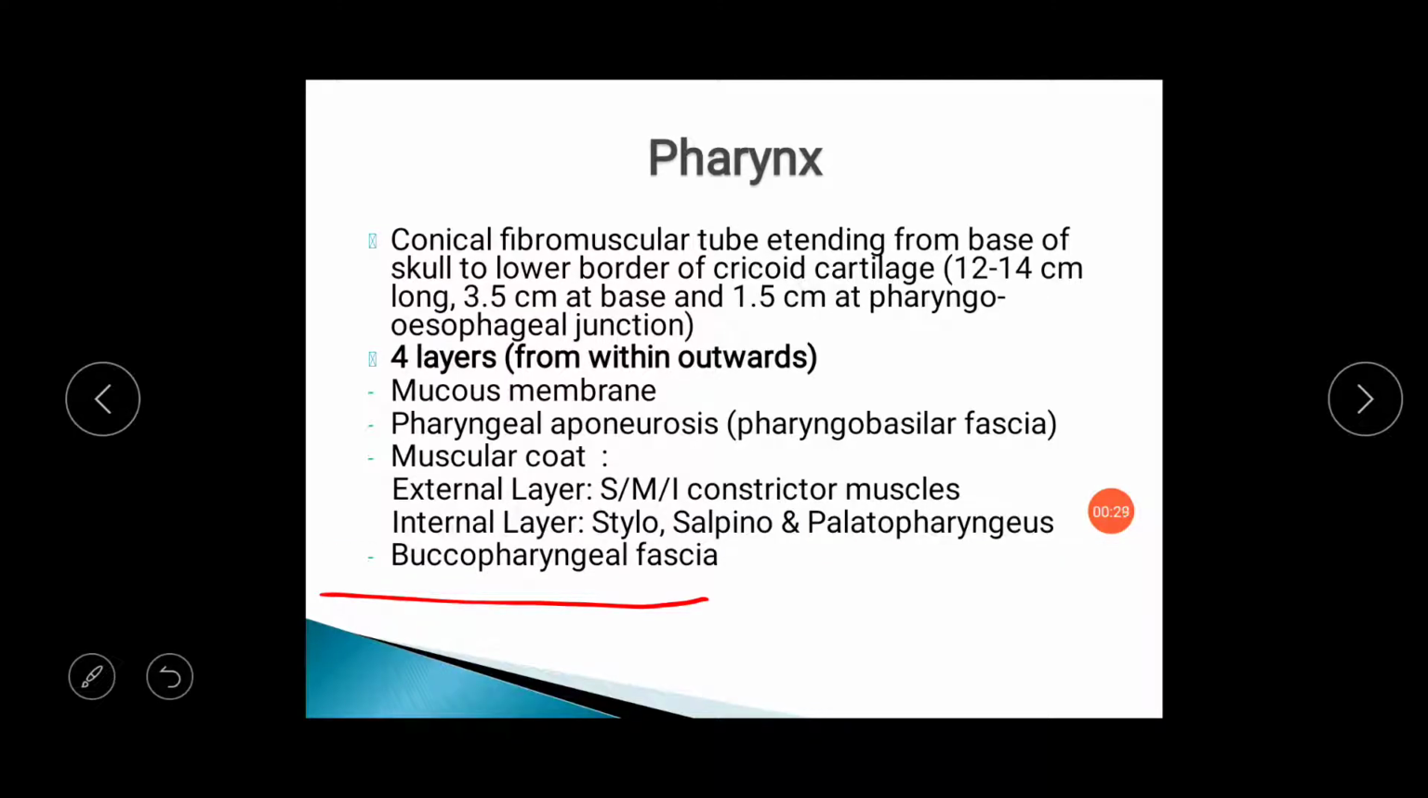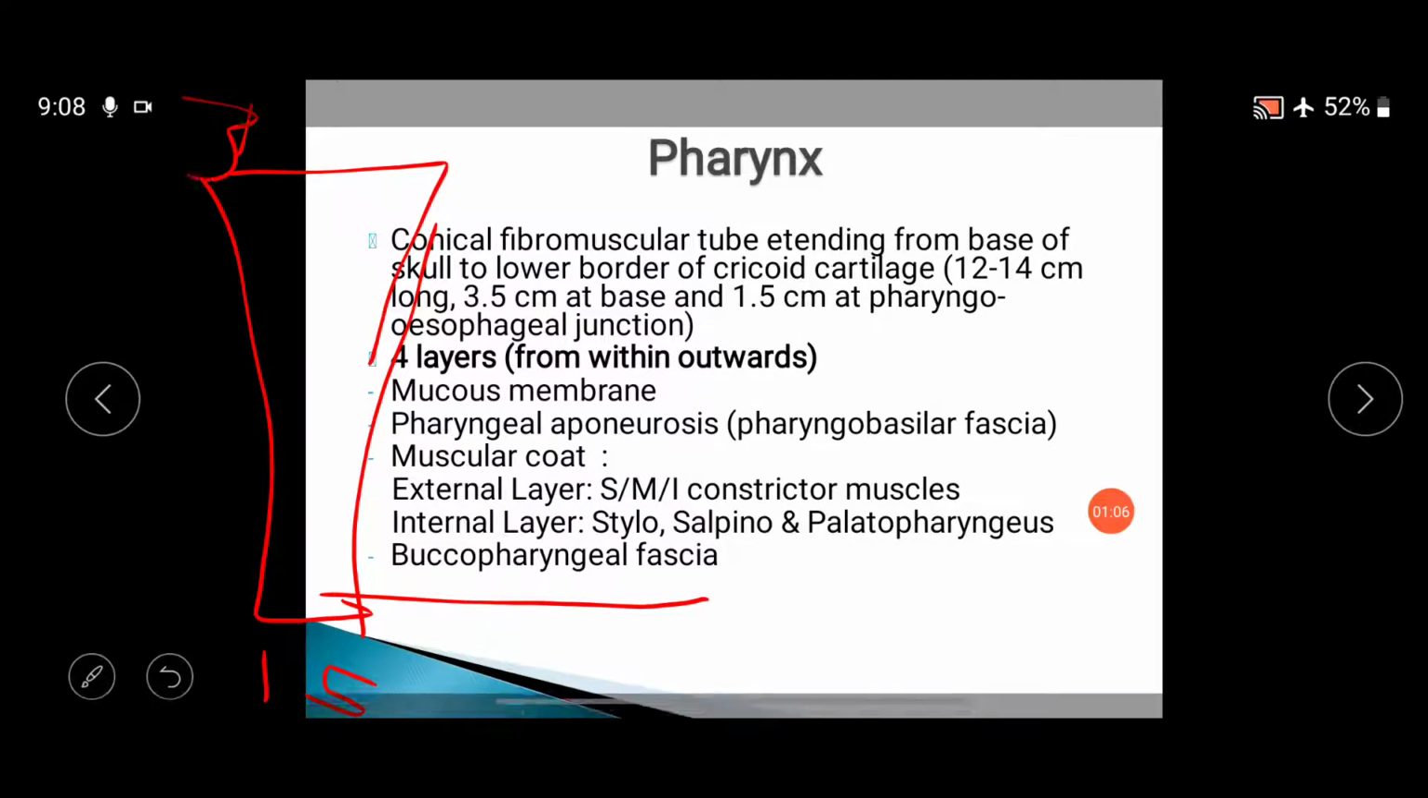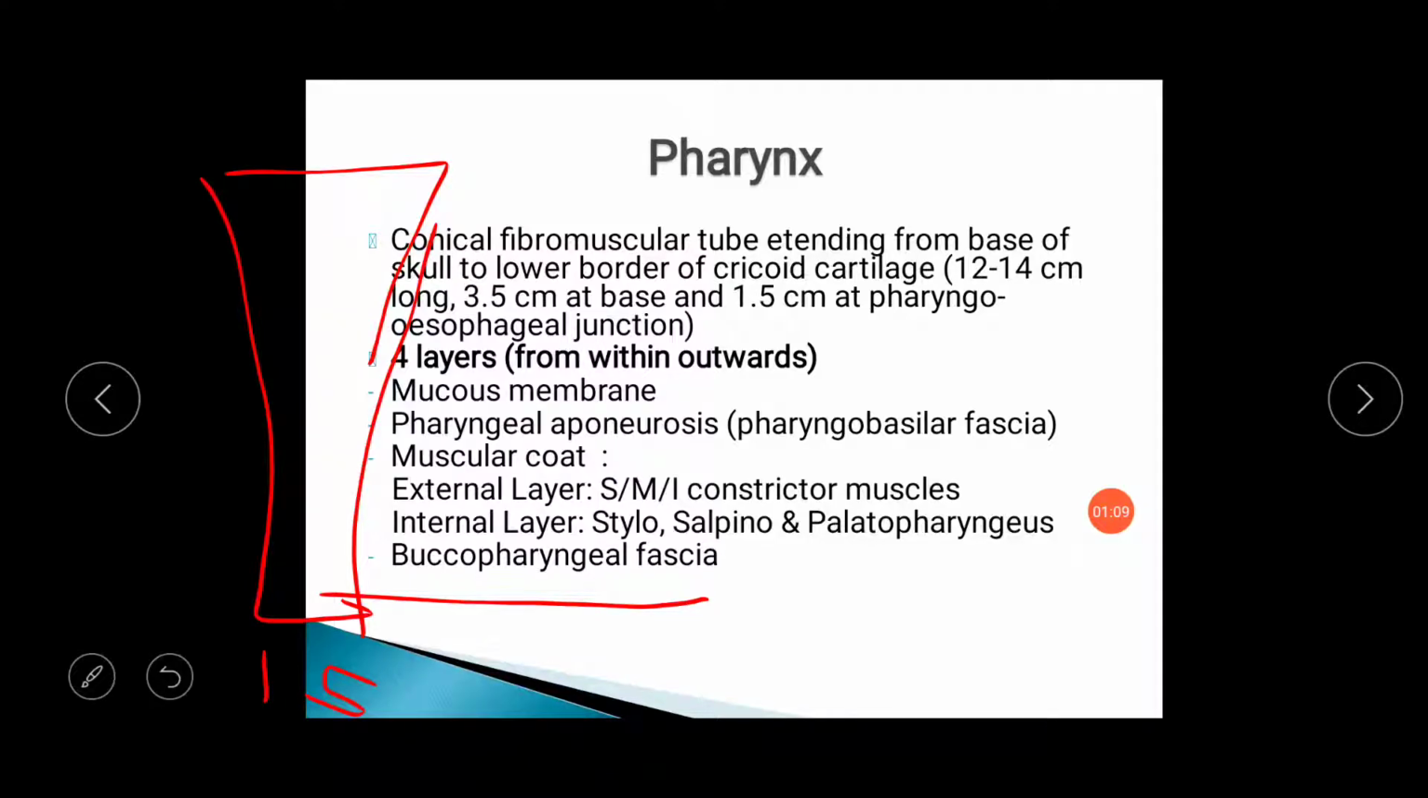The pharynx is a conical fibromuscular tube which extends from the base of the skull to the lower border of the cricoid cartilage. So it is made up of fibrous and muscular, that is, muscle tissue. The length of this tube is 12 to 14 centimeters, but the width at the level of the skull base, that is the most superior part of this tube, is 3.5 centimeters at the base to 1.5 centimeters at the apex, that is the most inferior part. So it is conical in nature.